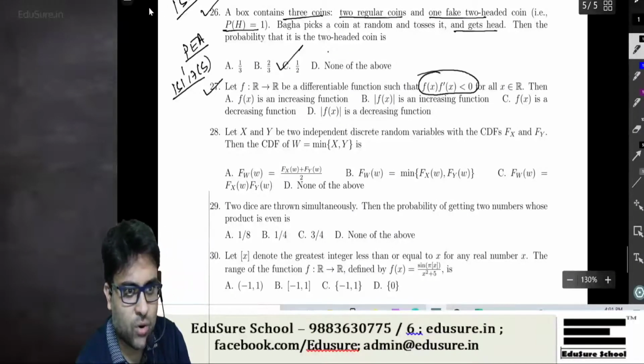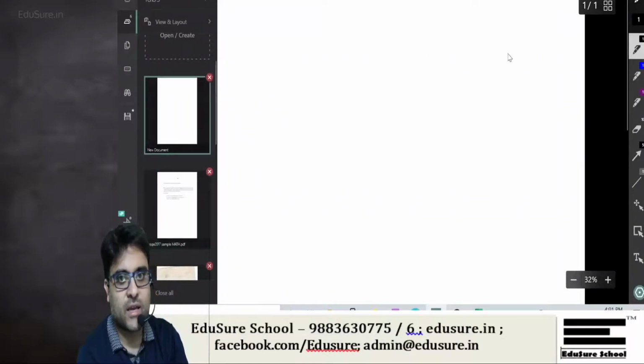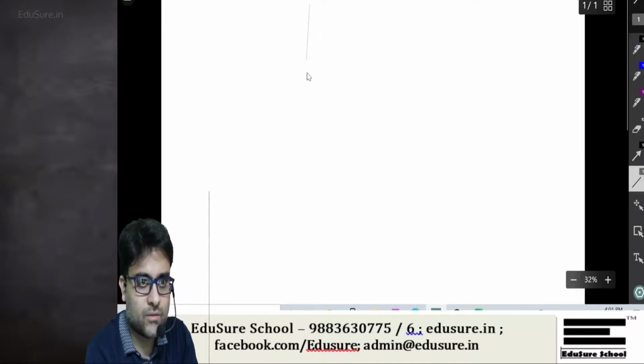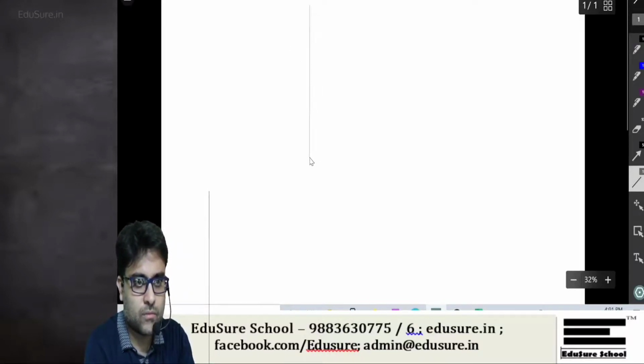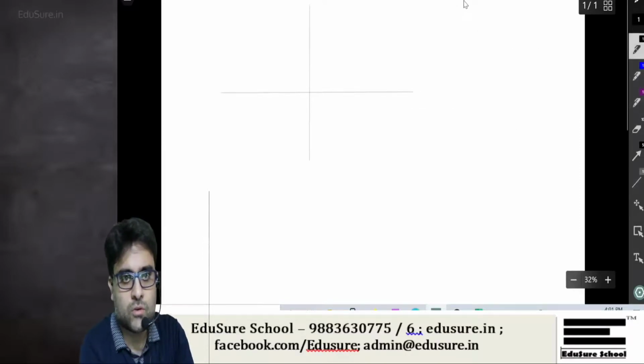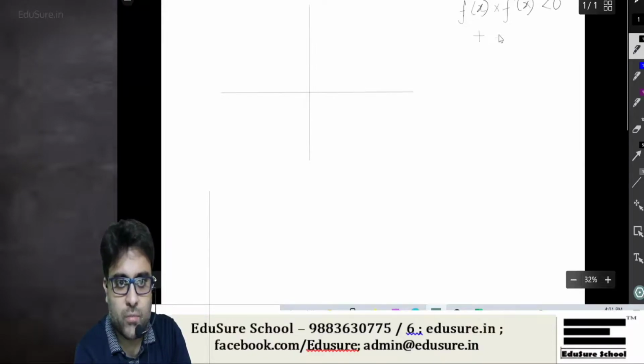Let's use the whiteboard in this case. f times f dash is negative. So let's consider the cases that are possible, as follows. f(x) into f dash(x) is negative. So if f(x) is positive, f dash is negative.